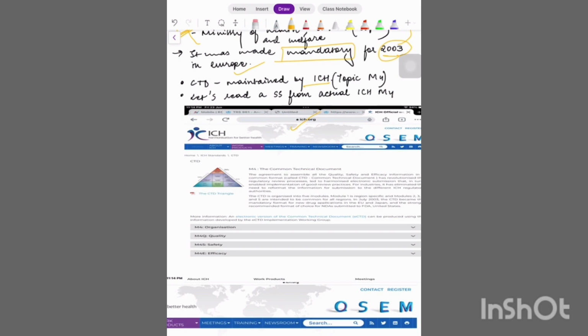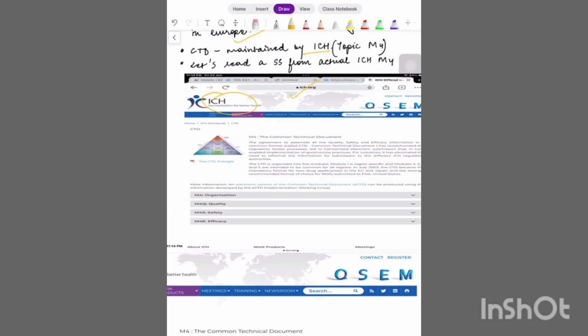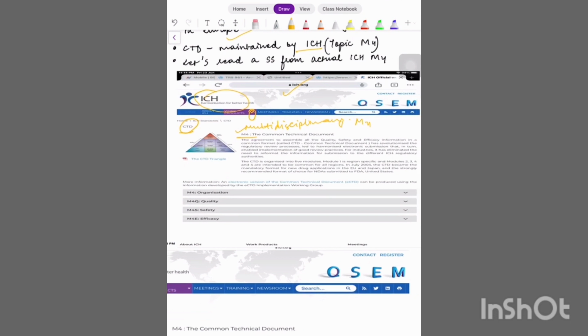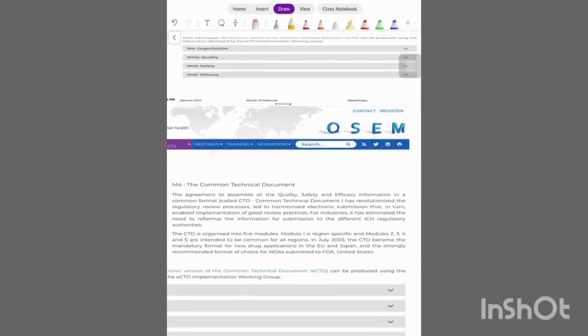The first thing you'll see is their website, and when you click on work products, you'll see safety, quality, efficacy guidelines, and something known as multidisciplinary guidelines. In that multidisciplinary guideline, there are M1, M4 and so on. The M4 series is for CTD. So CTD is maintained by ICH, and although I've attached a screenshot here, if you want to look for yourself, you can go to the ICH M4 guideline and read there.